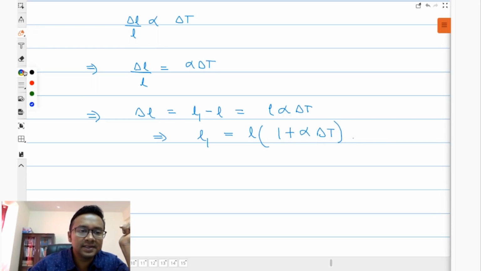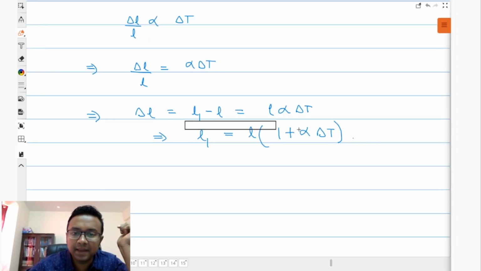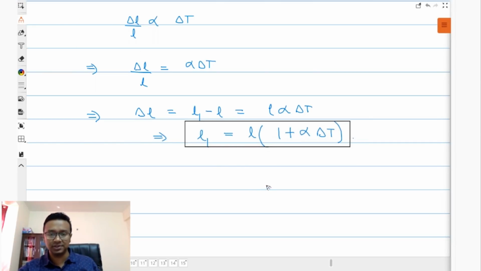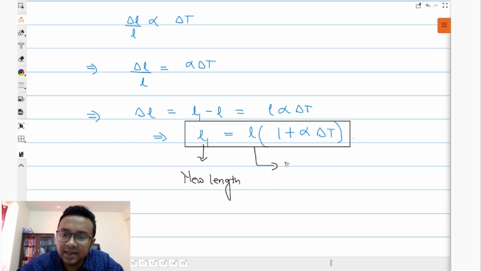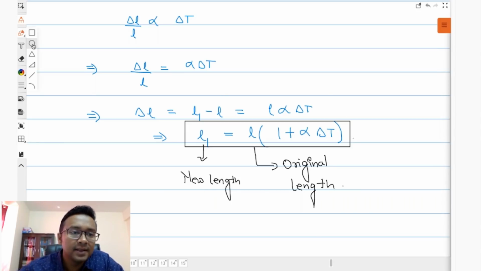So students, this is my basic formula that I'm going to be using for most of the questions. This is the new length of the conductor, and this was the original length. Here, this term, my dear students, which is your alpha, is called the coefficient of linear expansion.